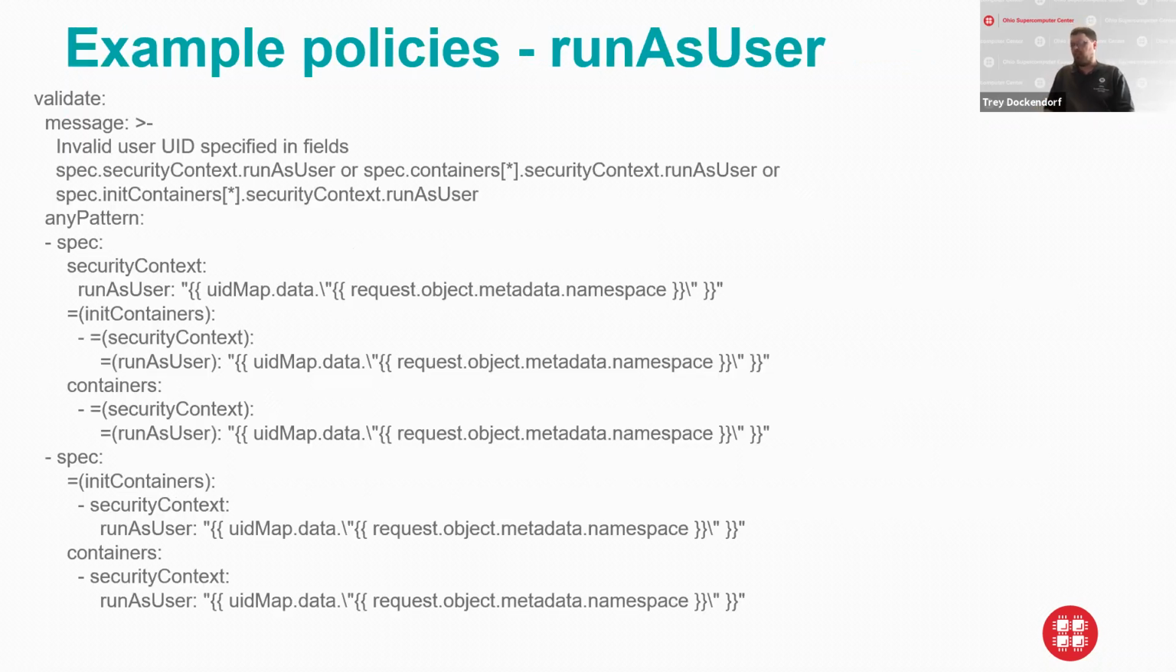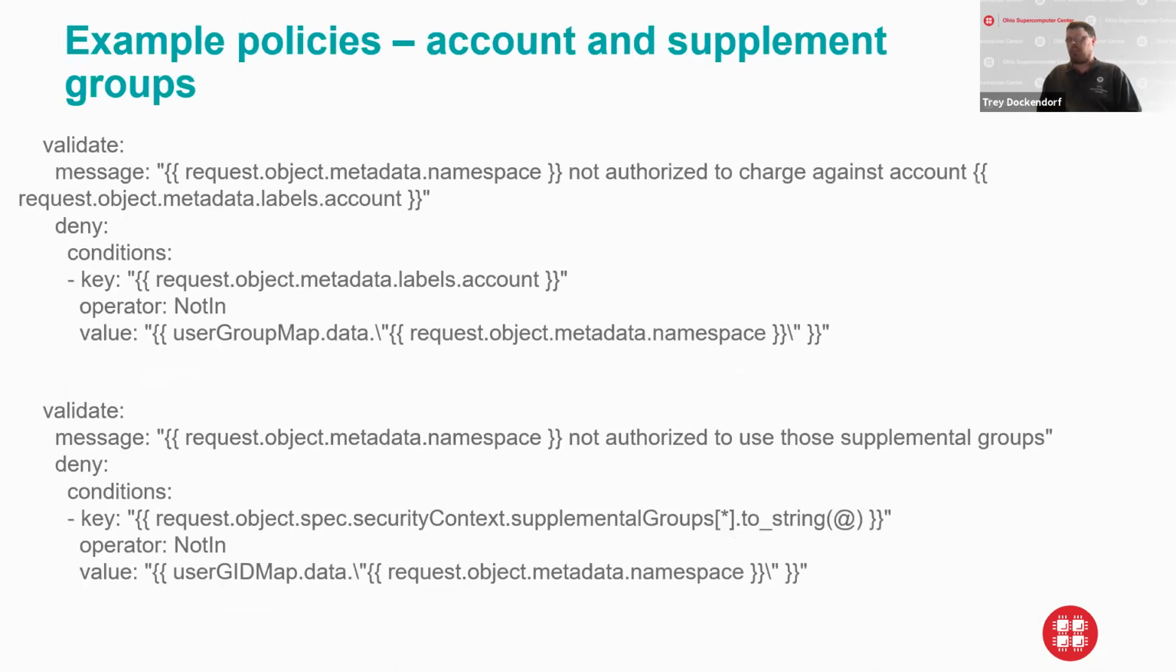Here's an example of just the validate rule for one of our policies. This is the policy validate rule that ensures pods run as user. The UID is correct. I'll show some examples of what the data looks like. These are some validate rules. These are deny policies. So these will deny if the account is not in a valid list for that user. And it'll also deny if the supplemental groups list that they provided is not valid for them based on LDAP.